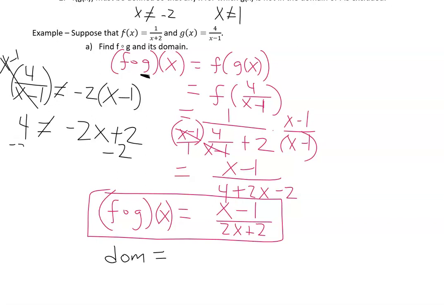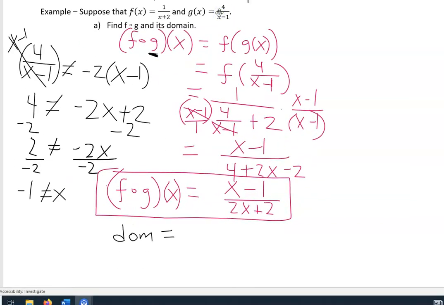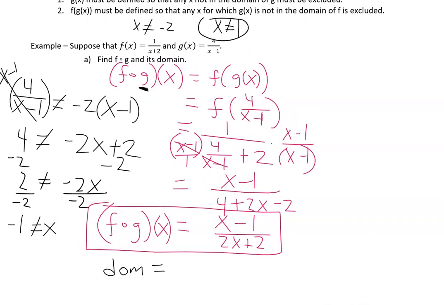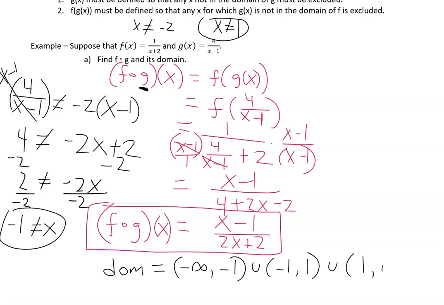Subtract 2 from both sides. 2 can't equal -2x. Divide both sides by -2, and x cannot equal -1. So my domain cannot include x equals 1, and it also cannot include x equals -1. So my domain is -infinity to -1, unioned with -1 to 1, unioned with 1 to infinity.